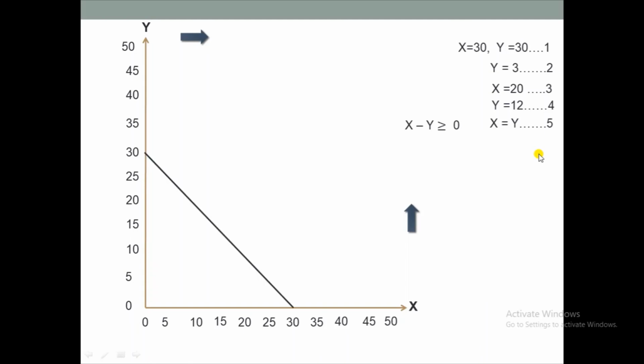Let's take the first coordinate, x 30, y 30. This is going to be the straight line representing x 30 and y 30. This is for equation number one, and it is a lesser than type equation, so I will consider the region below the line. Now second, y = 3. The y = 3 line will be plotted here, parallel to the x axis. This is the second line, and y was greater than 3. Greater than means above the line, lesser than means below the line. Okay, so third is x = 20.